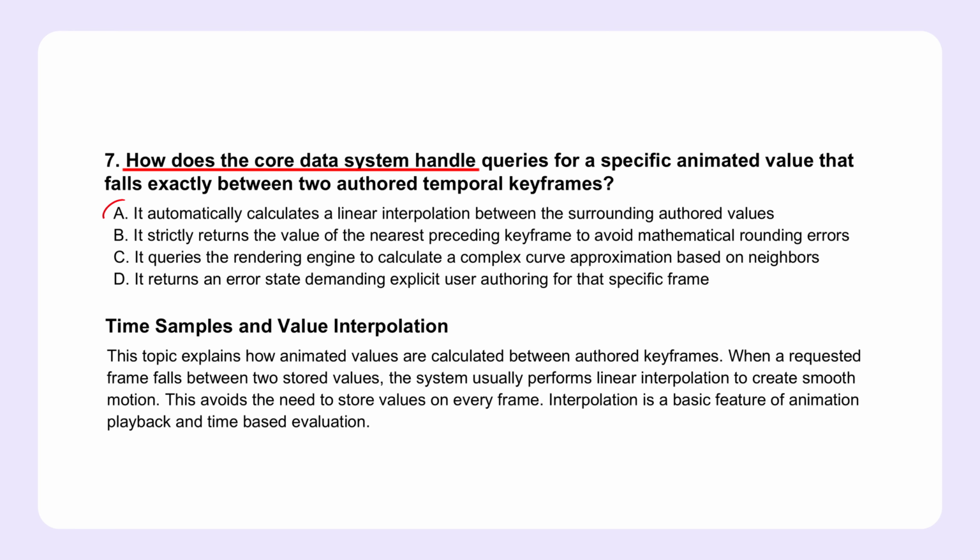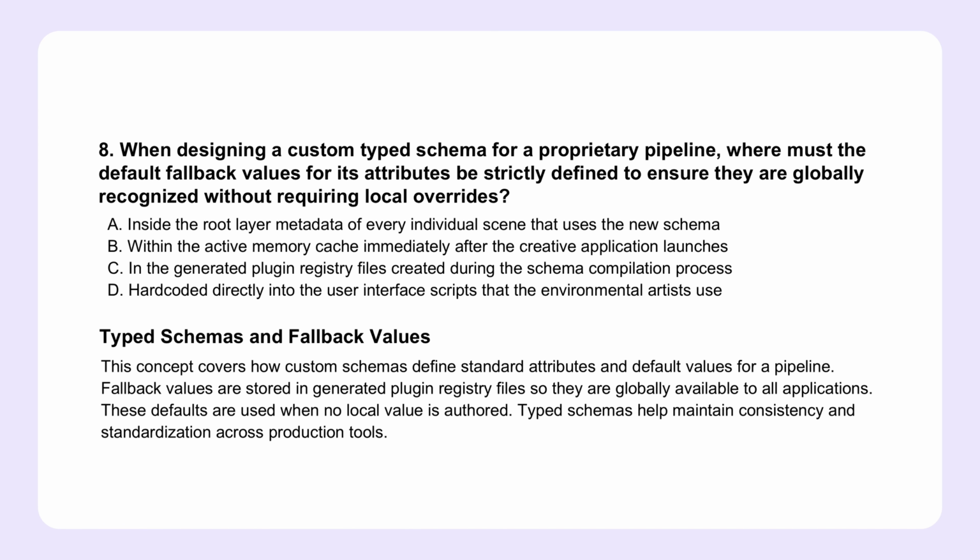Now, to keep all this spatial and temporal data organized across an entire studio, you need strict architectural blueprints. That brings us to question 8. Typed schemas. Schemas are so important. When designing a custom type schema for a proprietary pipeline, where must the default fallback values for its attributes be strictly defined to ensure they are globally recognized without requiring local overrides? Okay, let's hear the choices.